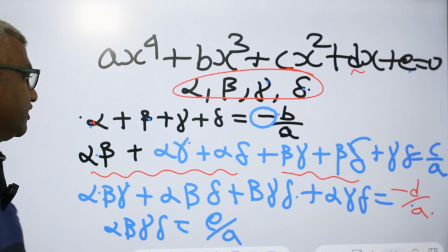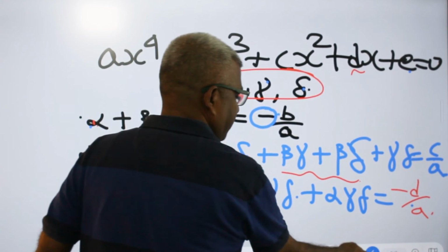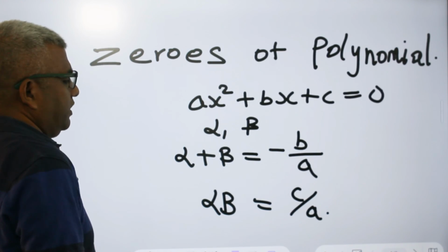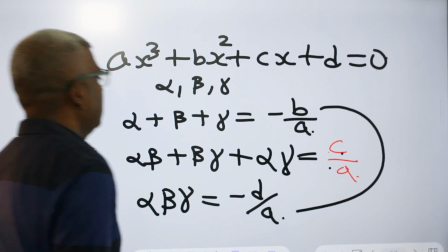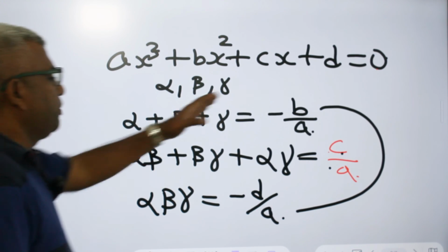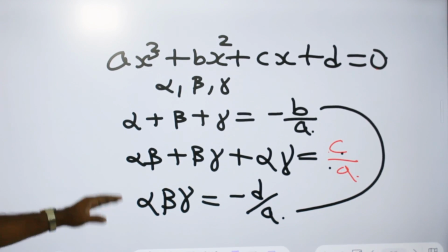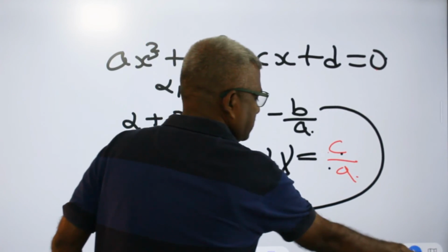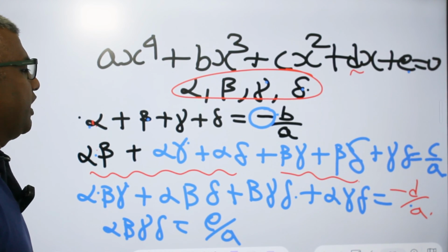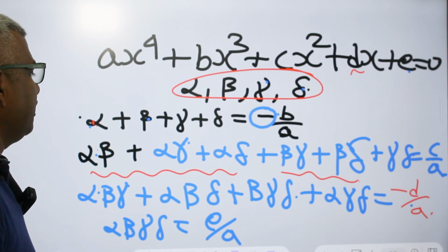Copy down one more time. I will show the board. Okay. Minus b by a, c by a, minus d by a. 1 root, combination of 2 roots, 3 roots. That's all. Minus b by a, c by a, minus d by a, e by a.